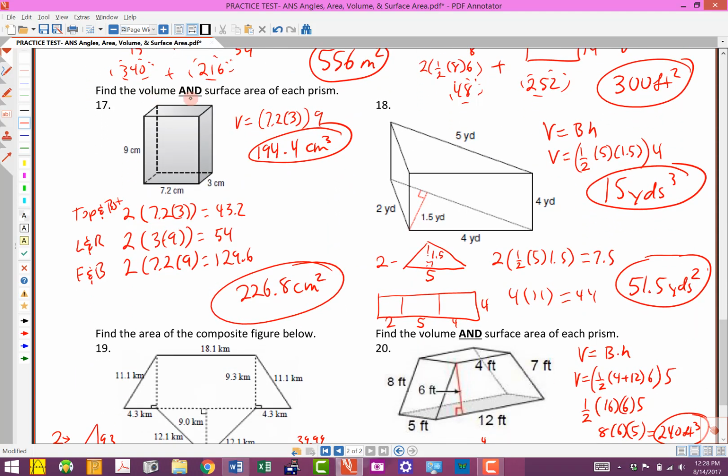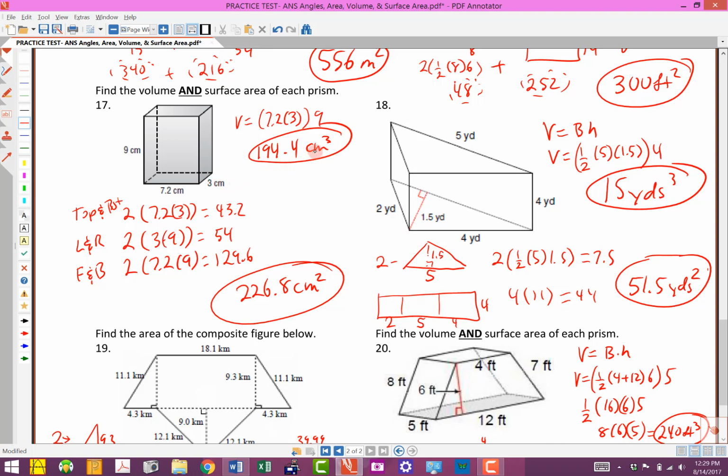They say find the volume and the surface area. So the volume is simply the area of the base times the height. So that's going to be length times width times height. We multiply those together, we get 194.4. Because this is in centimeters, this is going to be centimeters cubed, remember, because it's a volume.